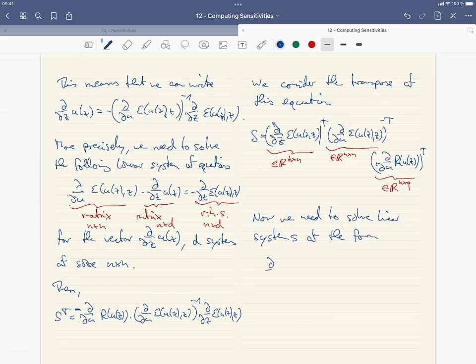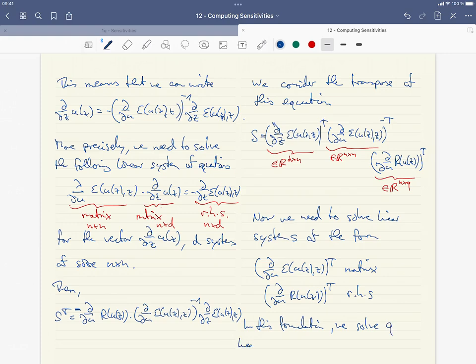Where this one is the matrix and this one here is the right-hand side, also with a transpose. And we can count how many we are. So in this formulation, we solve Q linear systems of size n by n.